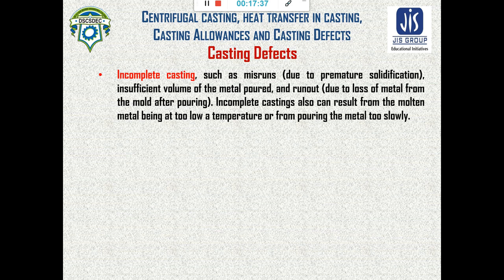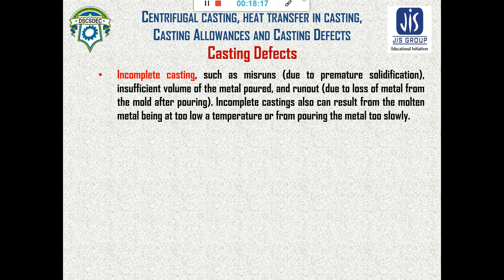Another type of casting defect is incomplete casting. Incomplete casting such as misrun, why does it occur? Misrun occurs due to premature solidification. Next, insufficient volume of the metal poured is also another reason for misrun. Run out is mainly due to loss of metal from the mold after pouring. So if there is a loss of metal from the mold after pouring, then run out will occur.